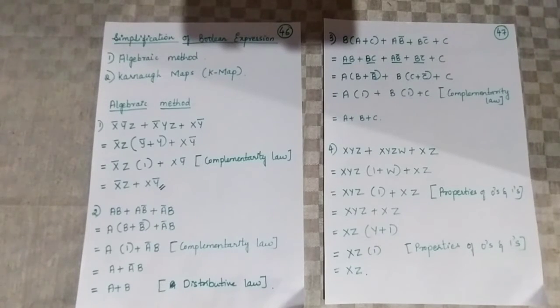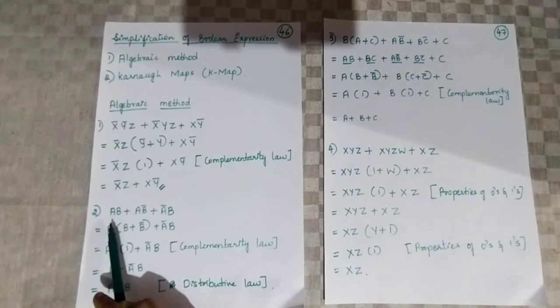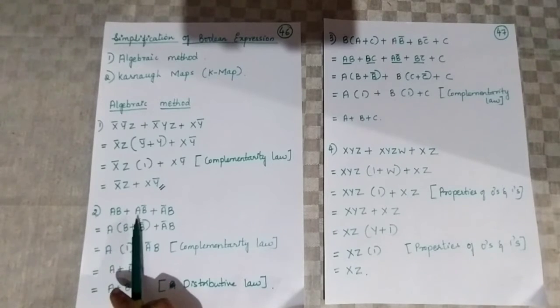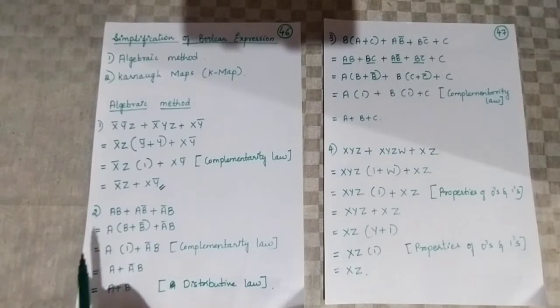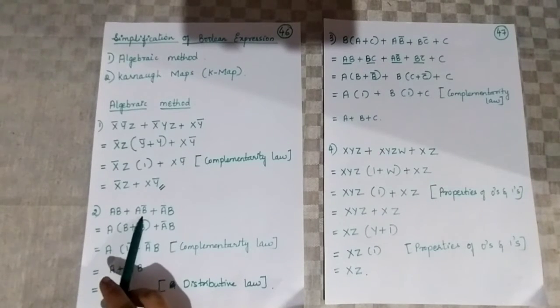Now let's take the second example. Here, taking the second example, it says AB plus AB complement plus A complement B. Now let's check in this particular expression which are the common terms. Let's consider these first two terms.